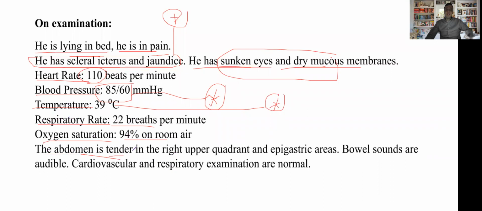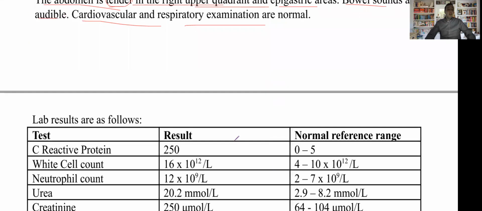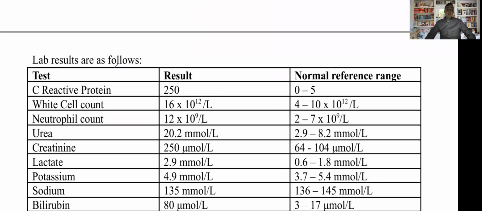The abdomen is tender, so he has a tender abdomen in the right upper quadrant and epigastric area. So he has tenderness in the right upper quadrant and in the epigastric area. Bowel sounds are audible. Cardiovascular and respiratory exams are normal. So the lab results are as follows. CRP is 250, so he has a rise of CRP. This indicates an inflammatory process. So the patient has an ongoing inflammatory process.